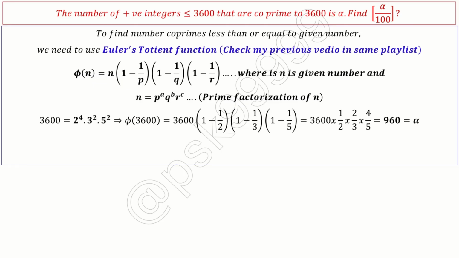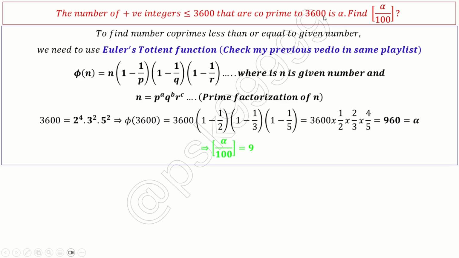Now your n is 3600, we know. If I do prime factorization, it is 2 to the power of 4 into 3 square into 5 square. So phi of 3600, the Euler-Totient function, is nothing but 3600 into 1 minus 1 by 2, 2 is one prime factor here, into 1 minus 1 by 3 into 1 minus 1 by 5. If I simplify, I'll get 960. This is my alpha. So 960 numbers are co-primes with 3600.